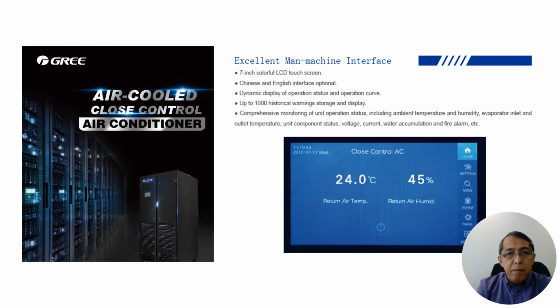It uses an excellent man-machine interface, which has a 7-inch colorful LCD touchscreen, an English interface option, dynamic display of operation status and operation curve, and it can provide up to 1,000 historical warning storage and display. It also provides comprehensive monitoring of unit operation status, including ambient temperature and humidity, evaporator inlet and outlet temperature, unit component status, voltage, current, water accumulation, and fire alarm, and many more.